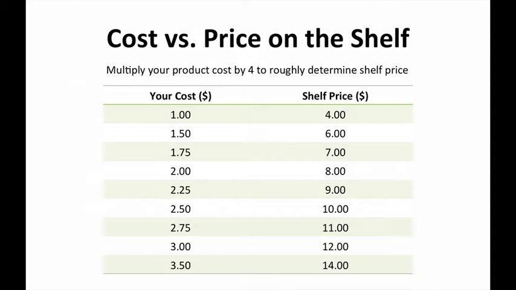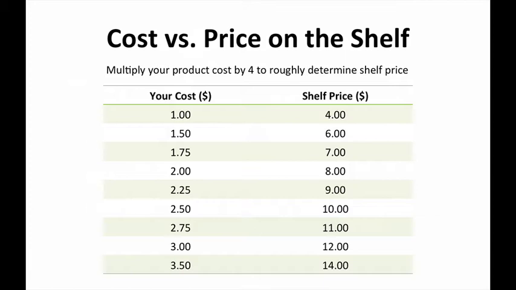Then there's a little chart here of cost versus price on the shelf. The trick in the industry is to multiply your product cost by 4, which roughly determines your shelf price. That's based on general industry margins. So for example, if you made your product for $2.25, it would retail for $9. If you made it for $3, it would retail for $12. And these dollars probably wouldn't be whole. They'd be rounded to 99 or 95 cents.